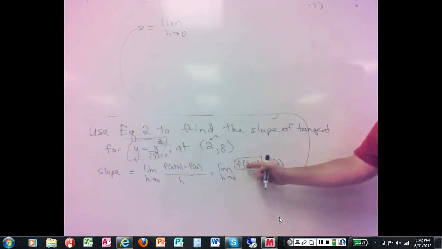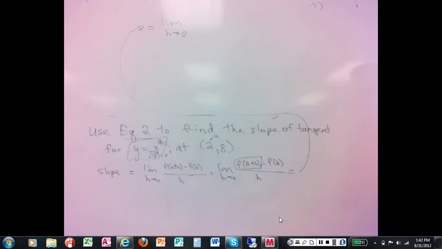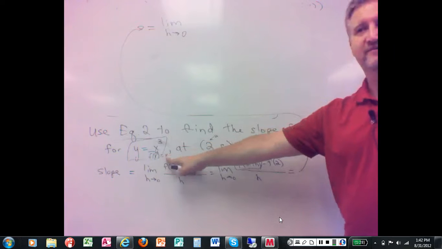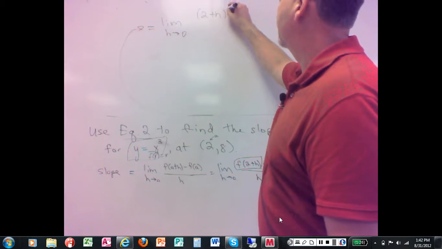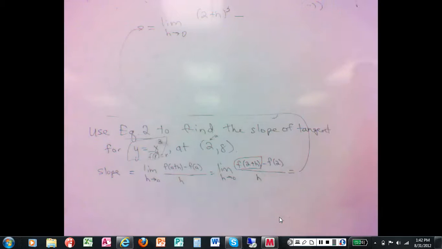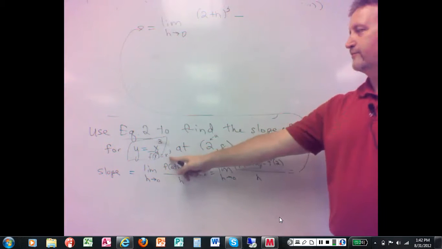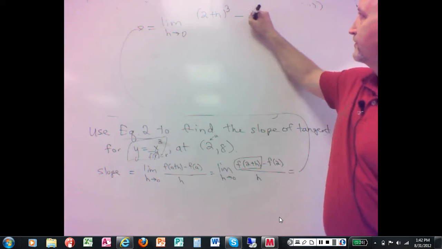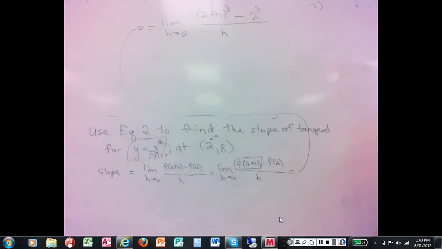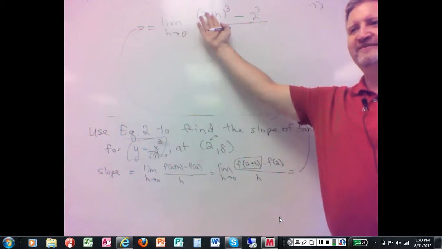All right, so what is f of 2 plus h? Well, that would mean replace the x by 2 plus h. That would be 2 plus h cubed. Now, f of 2, that's a little bit easier. f of 2 would be 2 cubed, wouldn't it? And then the bottom just stays as h. So guess what I have to do for this limit? Well, I'll do a little bit of cubing here: 2 plus h cubed.